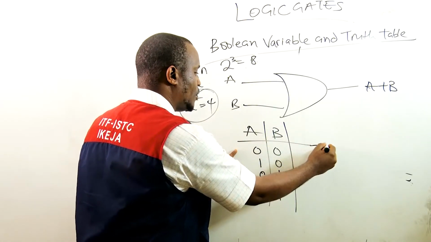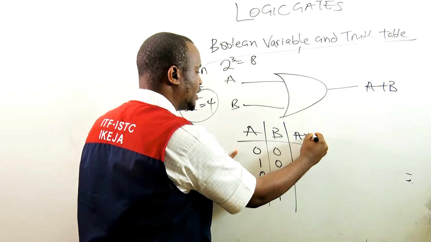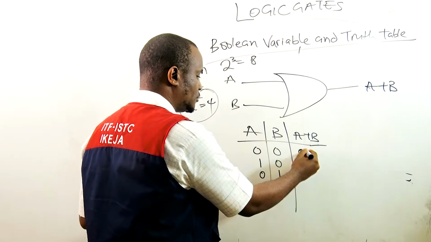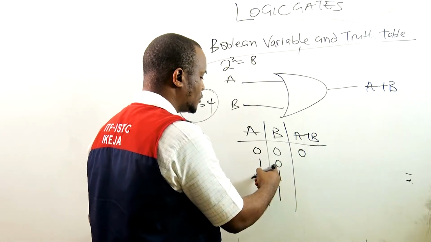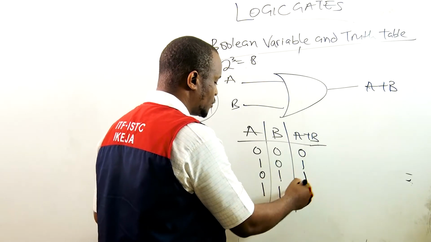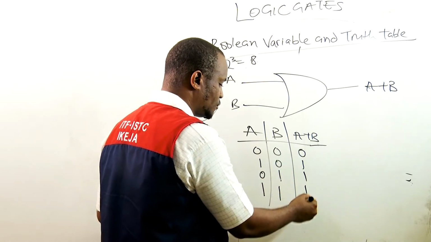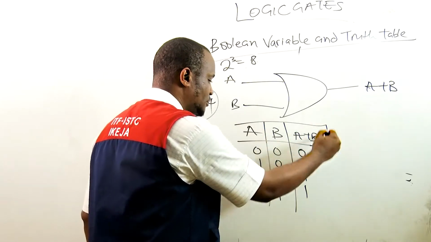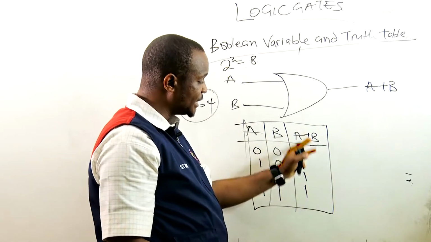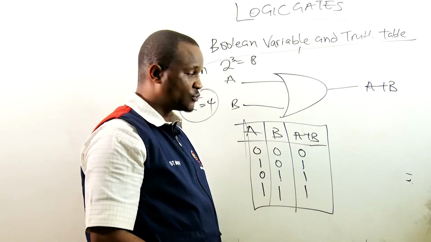And then the OR gate, that is the A or B value, will be: 0 or 0 will give you what? 0. 1 or 0 will give you 1. 0 or 1 will give you 1. 1 or 1 will give you 1. So this is what is known as the truth table: all possible combinations and their likely outputs.